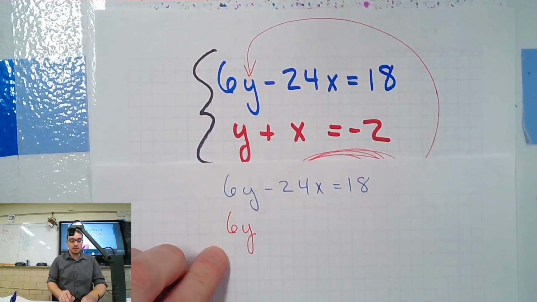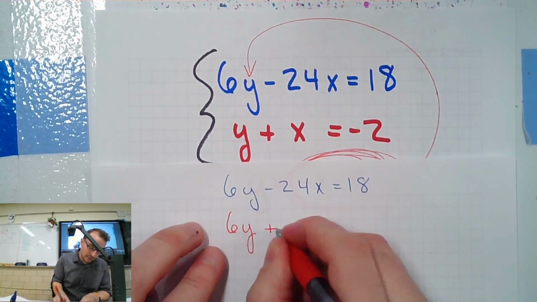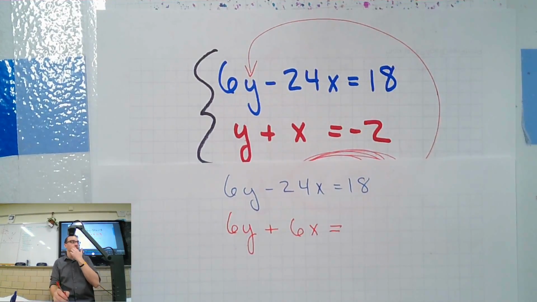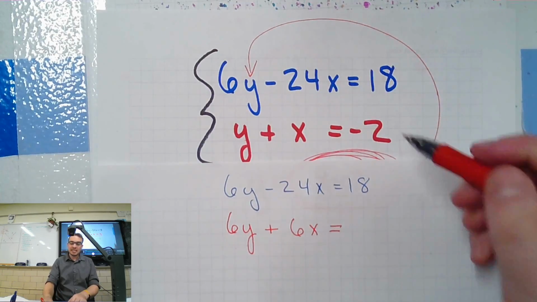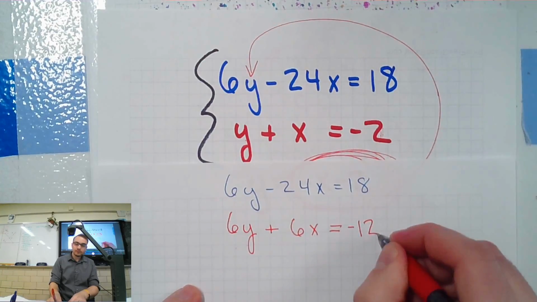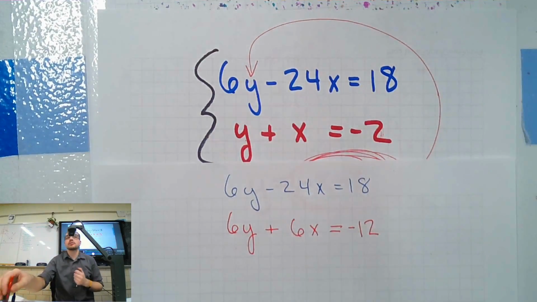So they'd match up. I'm going to multiply the x by 6. So what do I get? 6x. Equal sign. Don't lose your equal signs. It's going to happen to you. Don't be a statistic. Now I'm going to multiply negative 2 by 6. What do I get? Negative 12. And here's where the combination part comes in.